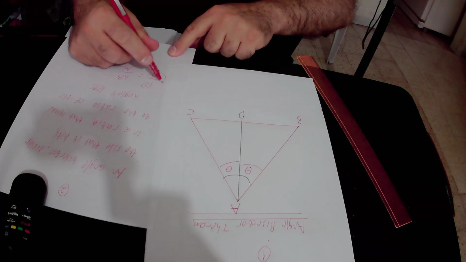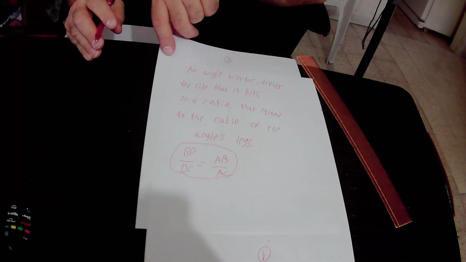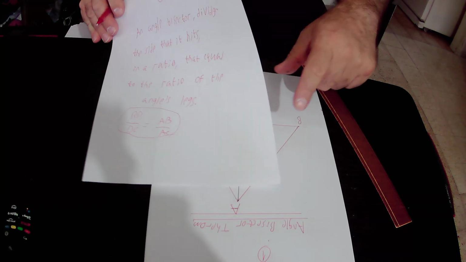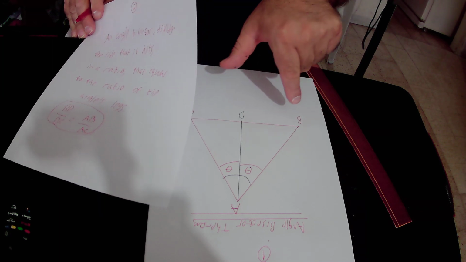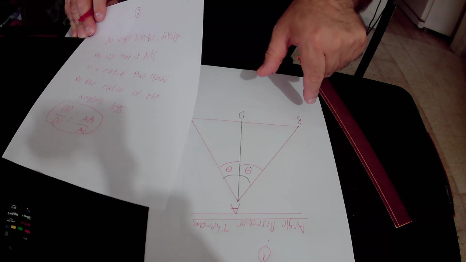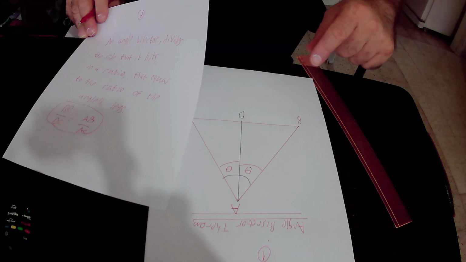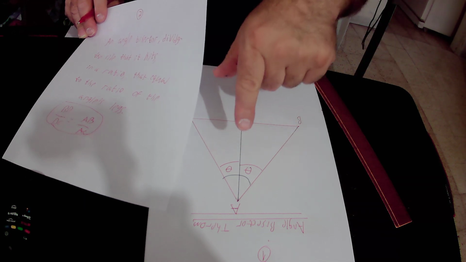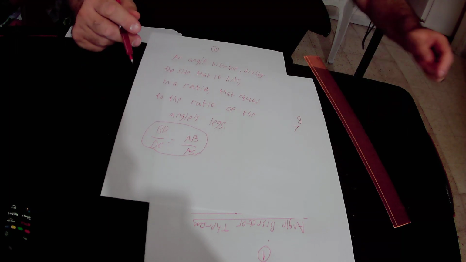Okay, so the angle bisector theorem states that the angle bisector AD divides the side that it meets, that is to say BC. BC is divided by AD, that is to say BD over DC, in a ratio equal to the ratio between the angle's legs, that is to say AB over AC. So BD over DC equals AB over AC.